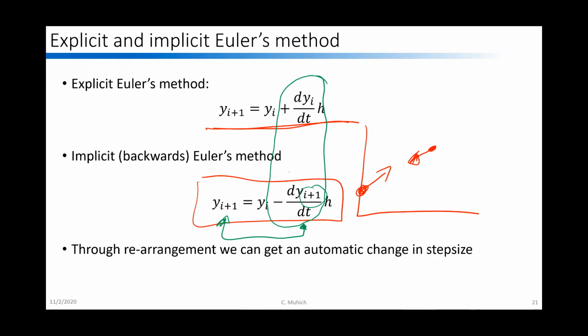But remember, this dy_{i+1} is just a function. So I could plug those i+1s in and get an equation where I have y's on both sides. Now, what I can do is rearrange this equation, so I have my y_{i+1} on both sides, and then solve it iteratively. Let's see an example.